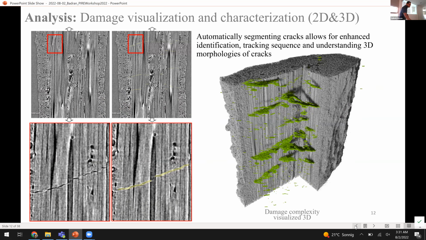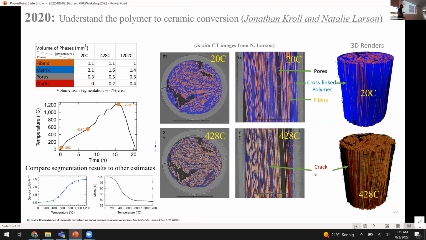So to just continue on the summary from previous years, this is work that Jonathan did where we took images that were already there in 2020 from the synchrotron and tried to understand that pre-ceramic polymer to a ceramic conversion. So these are images from the University of California, Santa Barbara, where they took in situ images of how that polymer changes to a ceramic.